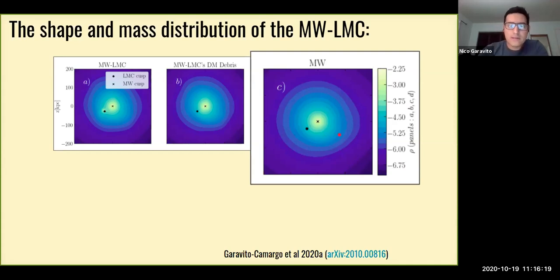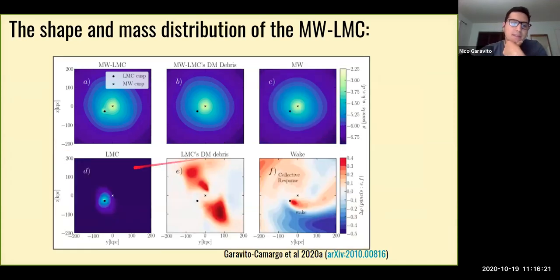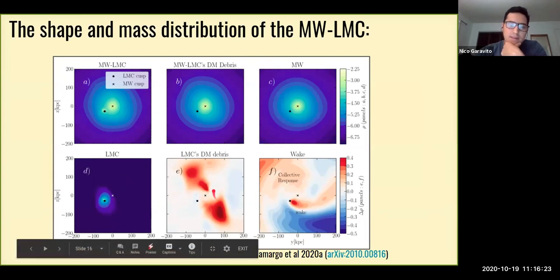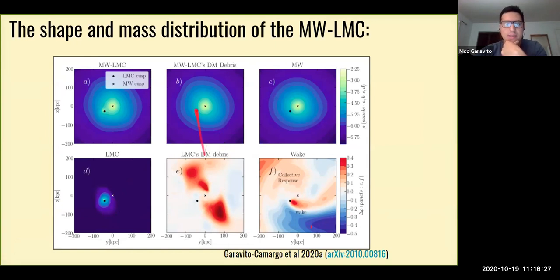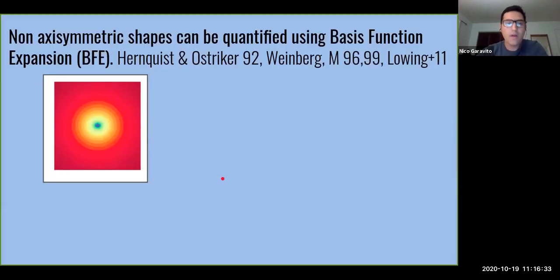Okay, so now the question is, and for completeness, this is what the LMC shape looks like. This is the debris and the wake, and this is the wake, right? So when you subtract the monopole term, the spherical term, this is what you get. So how do we measure this? I already mentioned that there is this method where we fit ellipsoids, but in these distorted shapes, maybe that's not accurate enough.